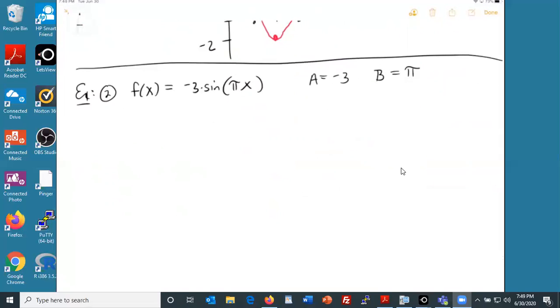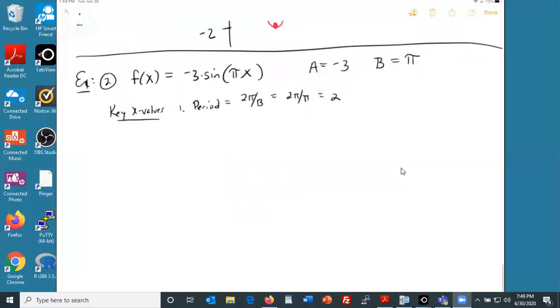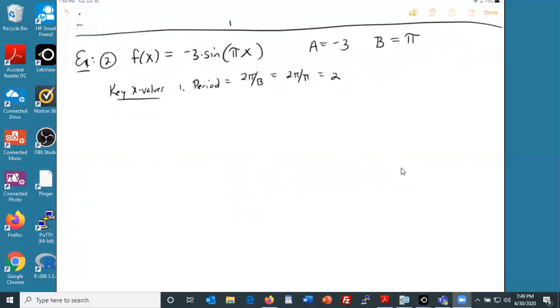So the first thing we need to get are the key x values. So remember, there are 2 steps. You get the period, which is 2 pi over b. So it's 2 pi over pi, which is 2. This is going to be a nicer problem because pi drops out of the period. So when we find the x values, it's actually going to be a lot easier.